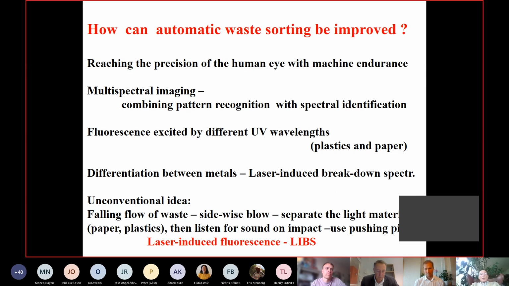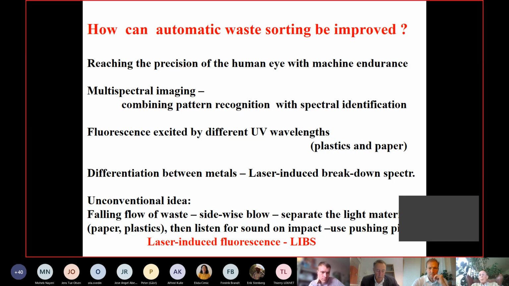So then we put our questionnaire, finally. How can automatic waste sorting be improved? I'm for sure no expert on this, but I just share different ideas from completely different areas, and you can find out possibly something that is applicable. We would like to reach the precision of the human eye.